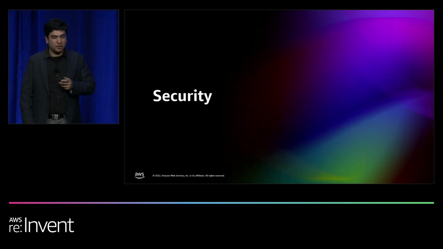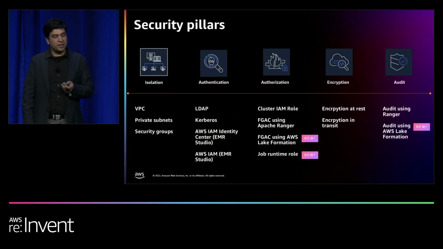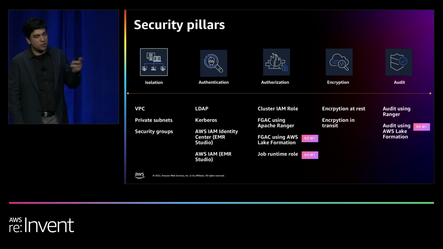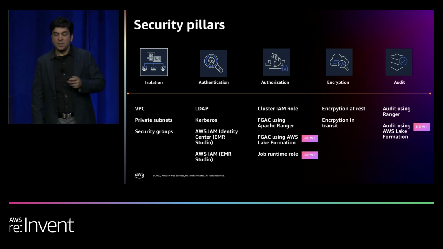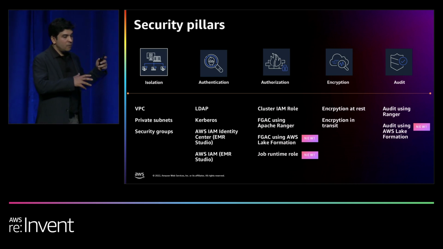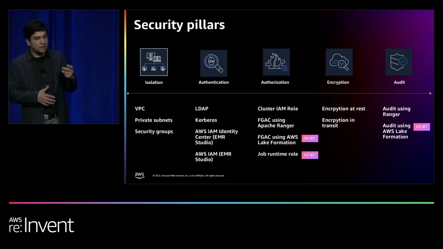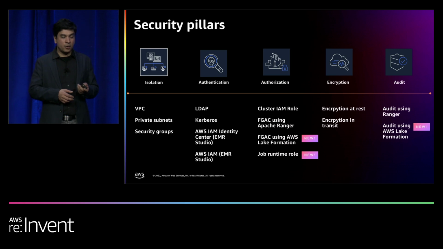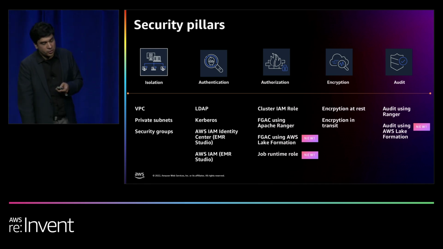So moving on to the important topic of security, you can think of security in terms of these 5 pillars. Isolation, where your infrastructure is isolated. Authentication, how you are identifying users. Authorization, how you are applying the right authorization rules to the users identified. Encryption, how you have the right encryption keys on your data as well as in transit. And then how do you keep track of who's doing what, which is audit.